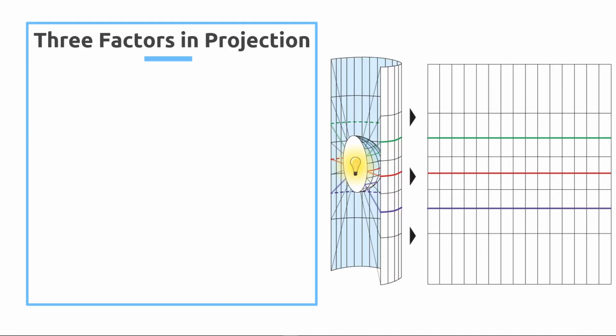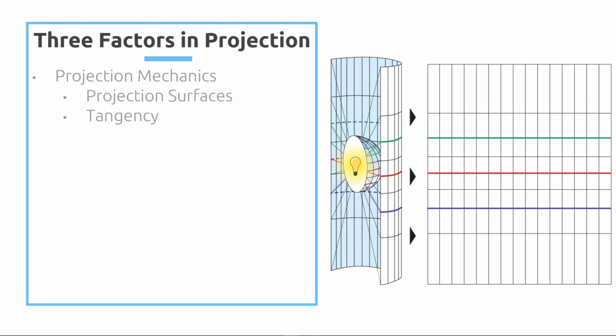Okay, so from there, there are really three major factors in projection. There are projection surfaces, which we've already discussed, which is how we're modeling the Earth and how the Earth is shaped, which determines where the surface of that map will touch. And then there's tangencies.